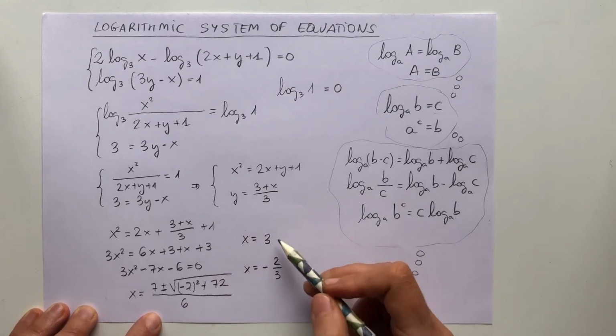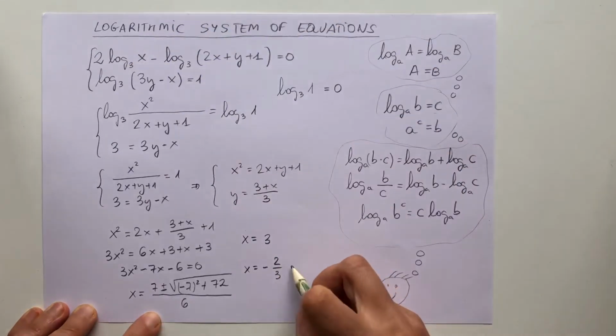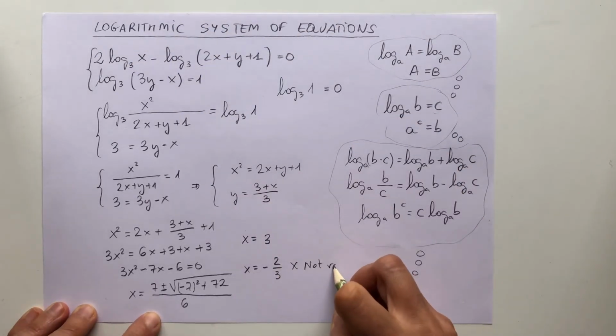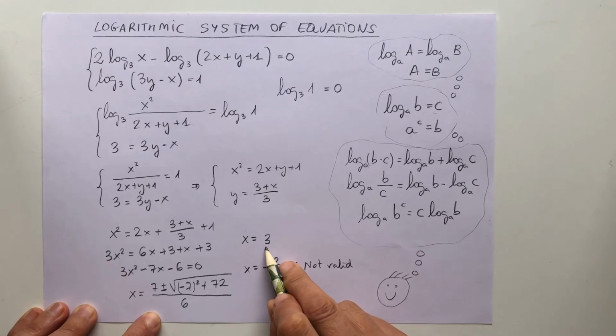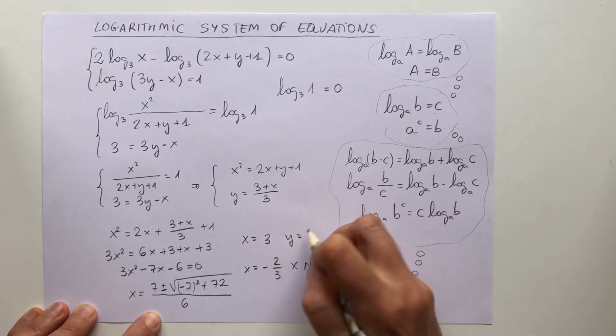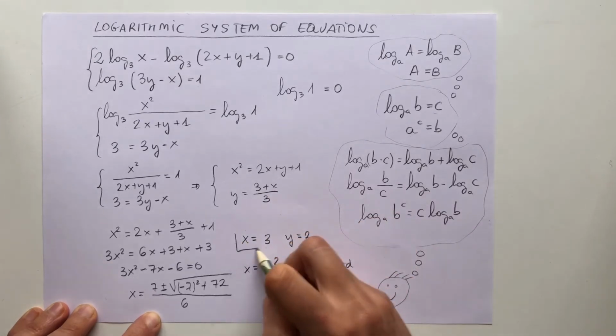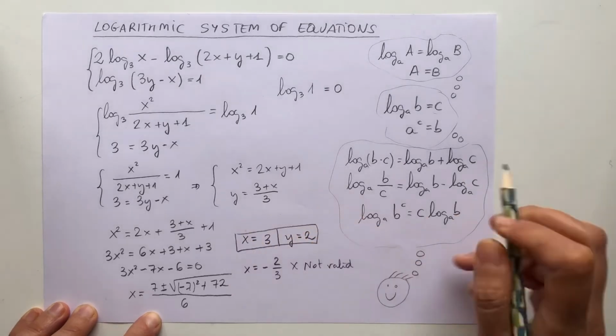And now we have to think. I cannot have negative numbers inside logarithms, so this solution is not valid. So we just have to work with this. If x equals 3, then I have to place it here to obtain y. And y would be 3 plus 3 is 6 over 3, 2. So this is the solution to my system.